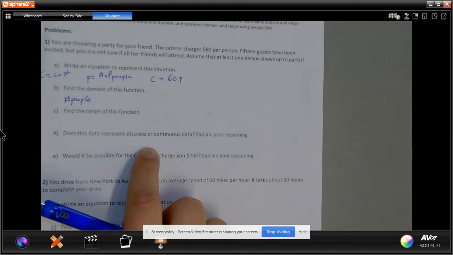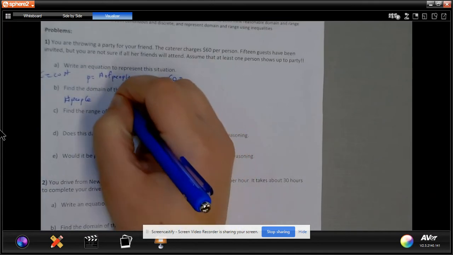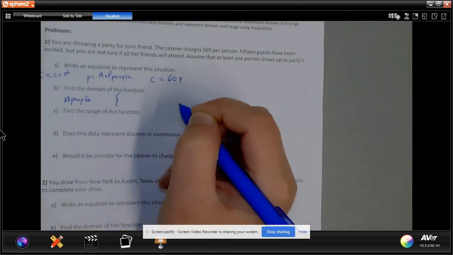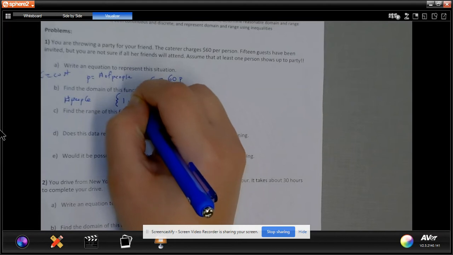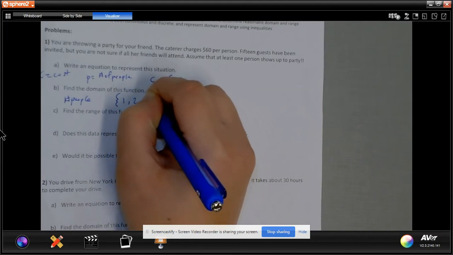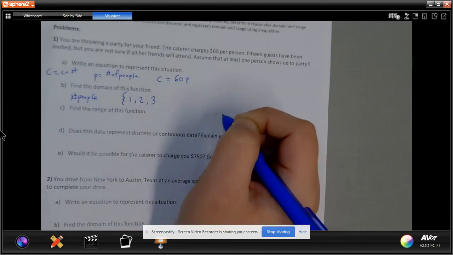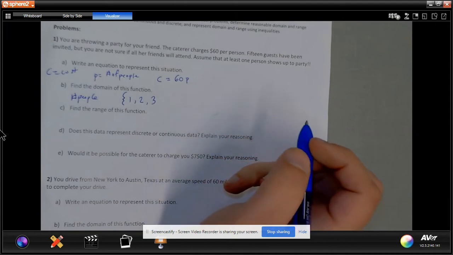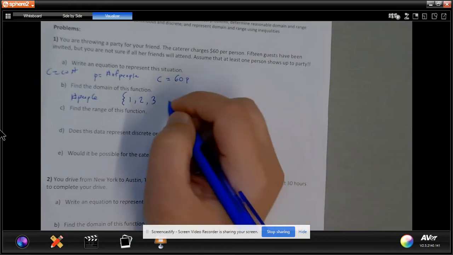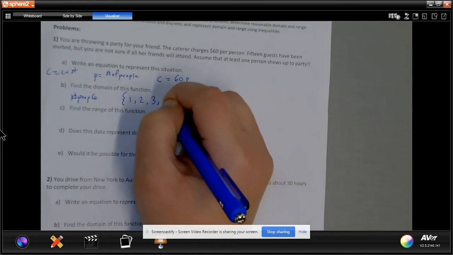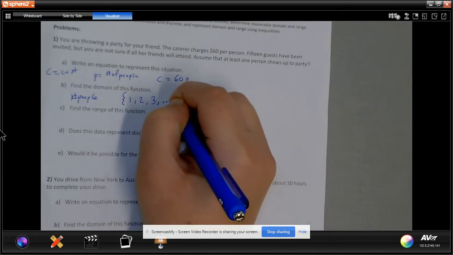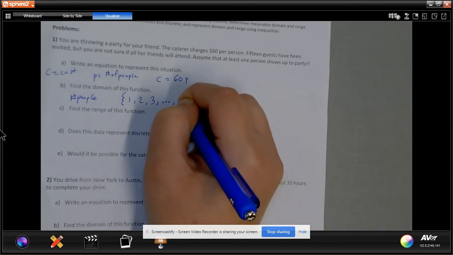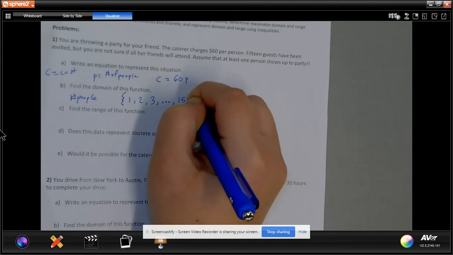So now the domain is going to be a list of numbers. For number of people, you could have one person or two people or three people, all the way up to 15. If we don't want to write all 15 numbers, we can cheat a little bit and put the ellipsis marks and then just put a 15 at the end.